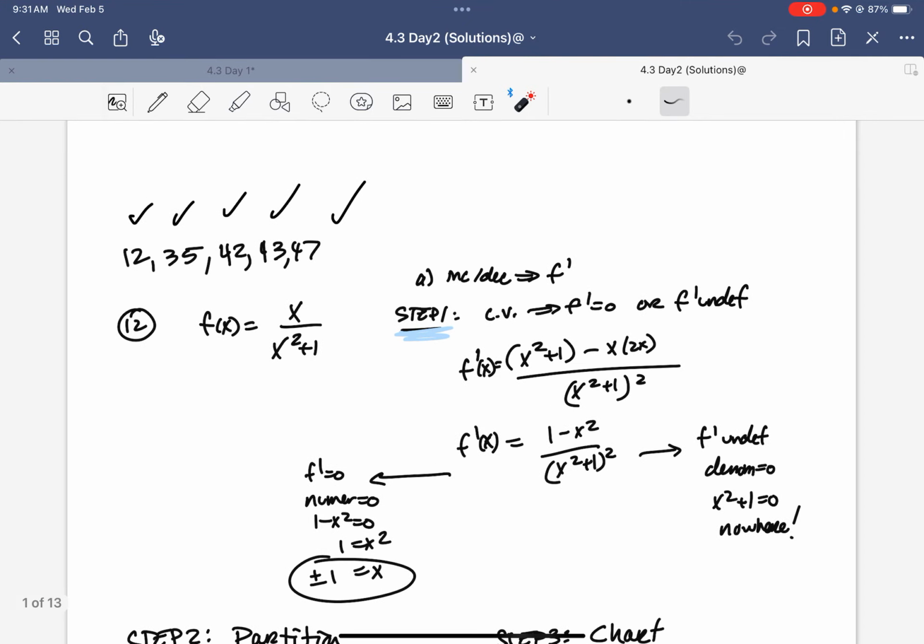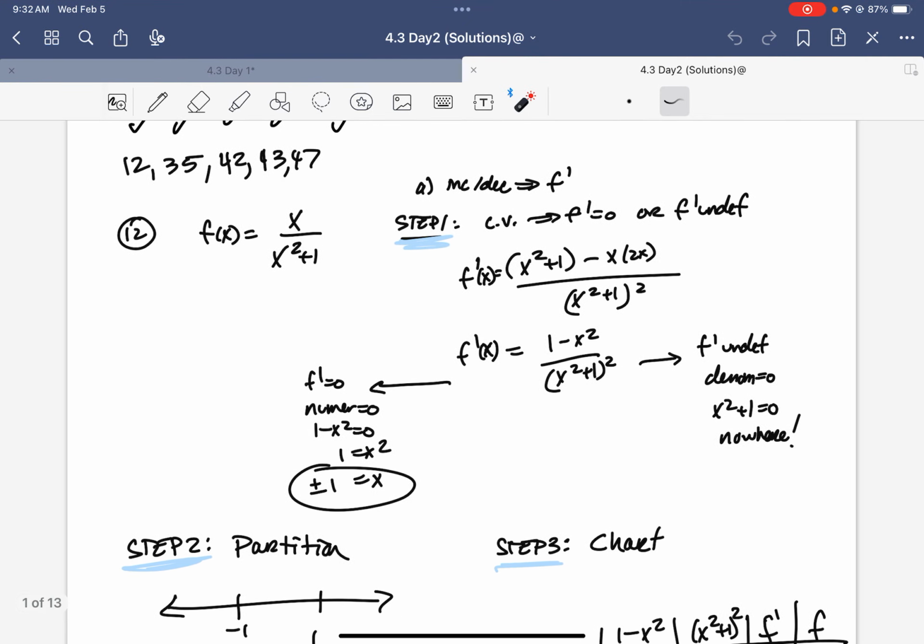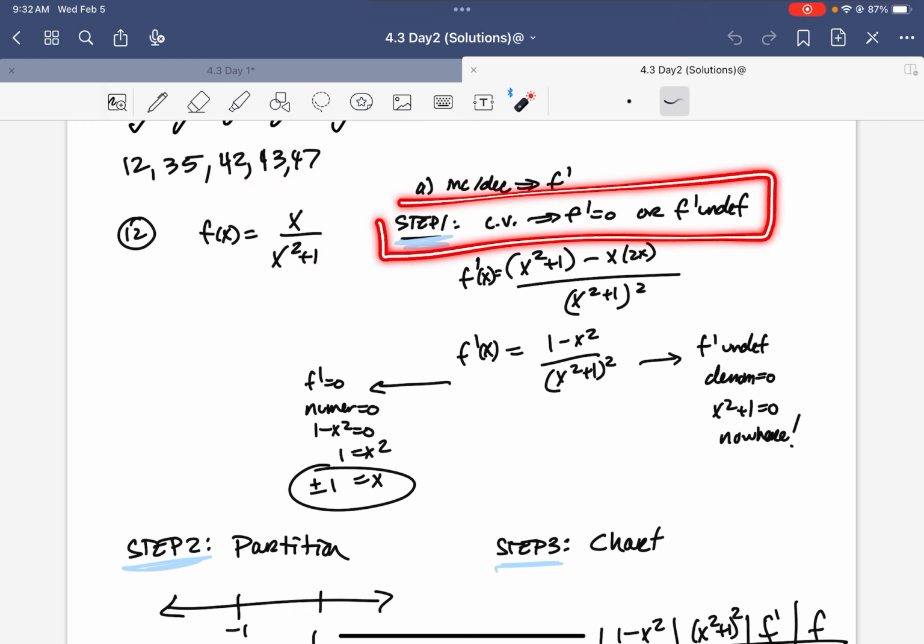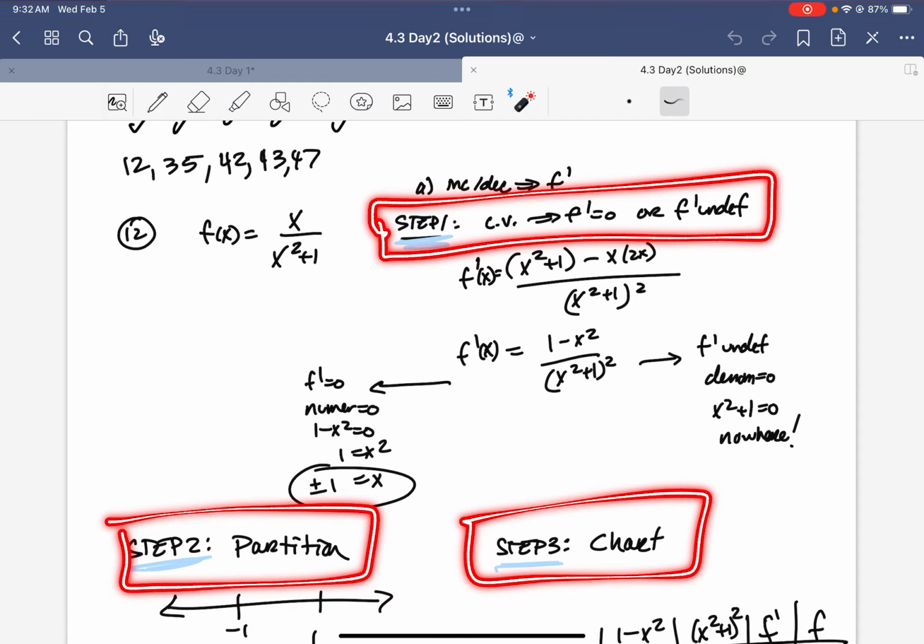All right, 4.3 day 2, when we look at number 12, if I've got this function and you want to have an increasing, decreasing conversation, we're going to have 3 steps. First, critical values are where the derivative equals 0 and undefined. Then I'm going to partition and chart.